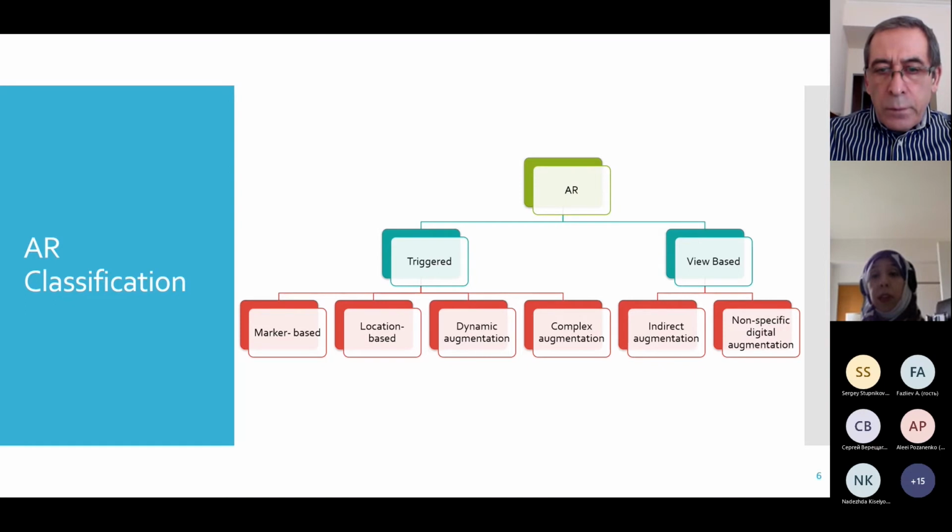The second classification is the view-based. It has two main classes: the indirect augmentation, which is, for example, taking a picture of a wall and changing its color. And the second one is the non-specific digital augmentation, an example of which is augmentation in mobile games.